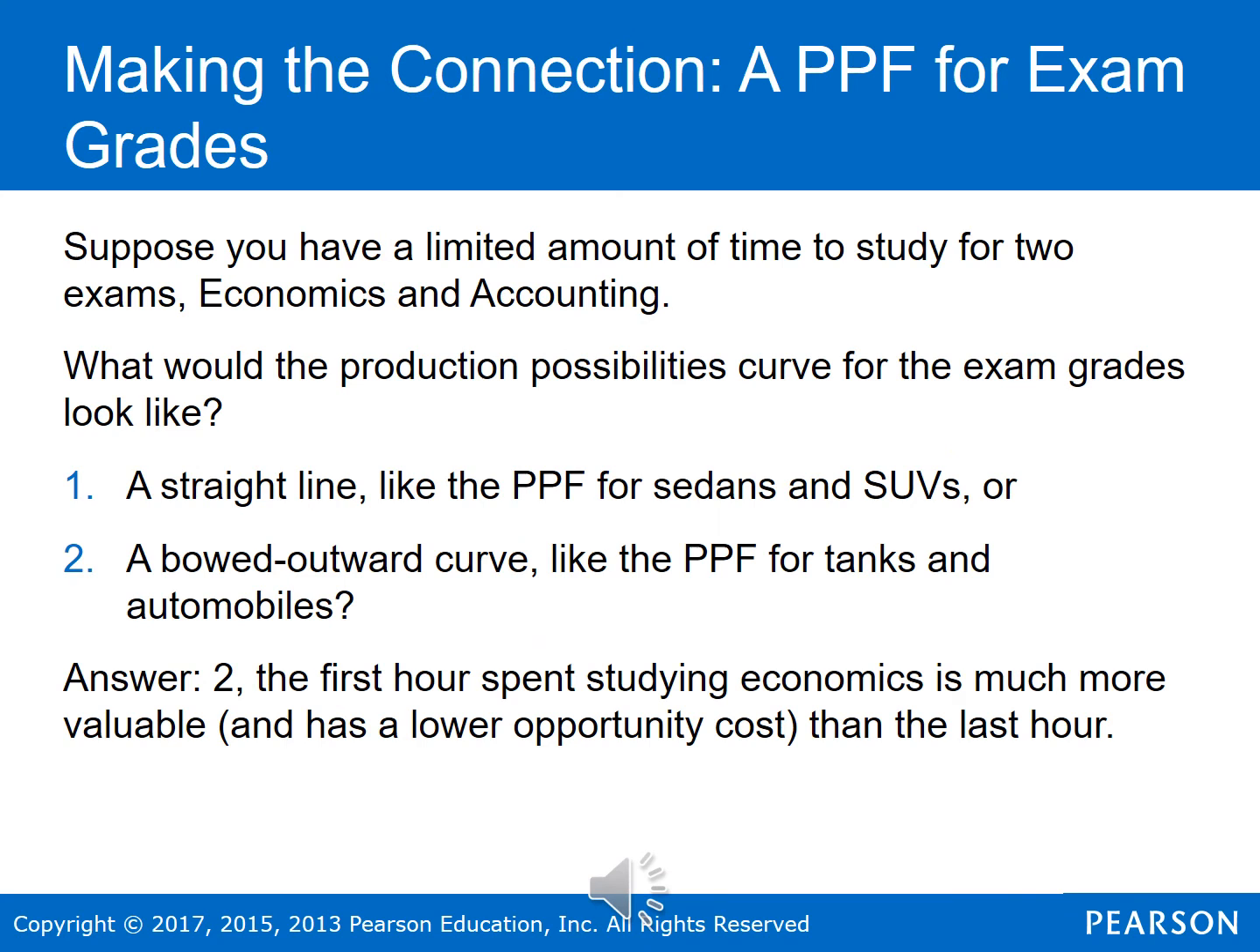So let's look at an example of this. Let's suppose that you don't have a lot of time to study for exams, and you have 2 on the same day, economics and accounting. So what do we think the production possibilities curve for these exam grades is going to look like? A straight line, like the production possibility frontier for sedans and SUVs for Tesla, or a bowed out curve, like the production possibility frontier for tanks and automobiles? Well, it's going to be answer 2. The first hour spent studying economics in this case is going to be much more valuable and have a lower opportunity cost than the last hour.